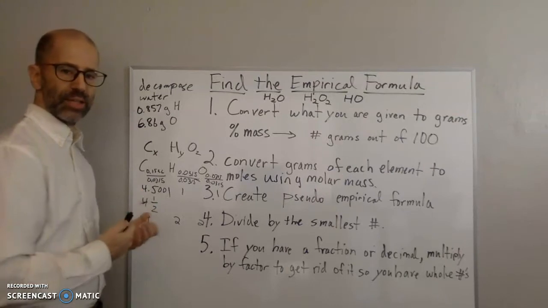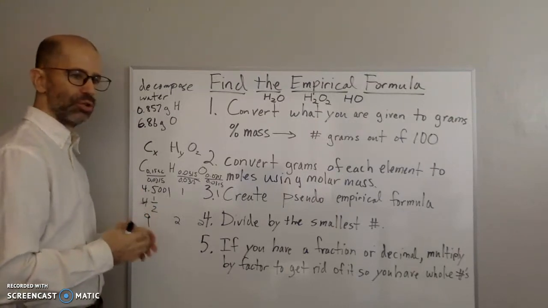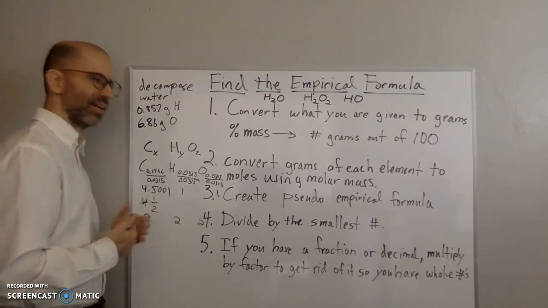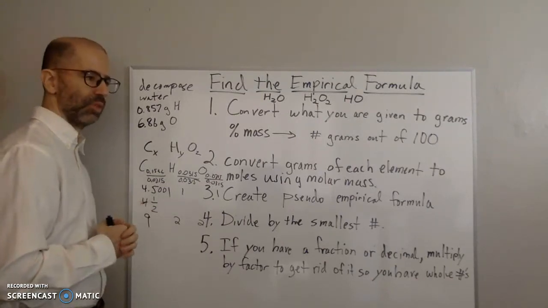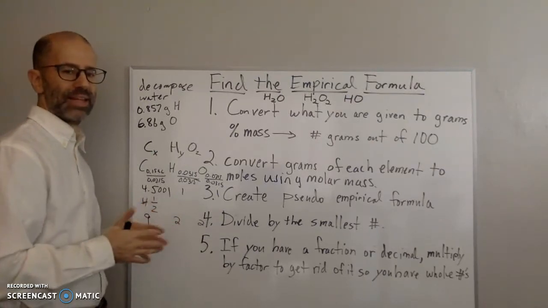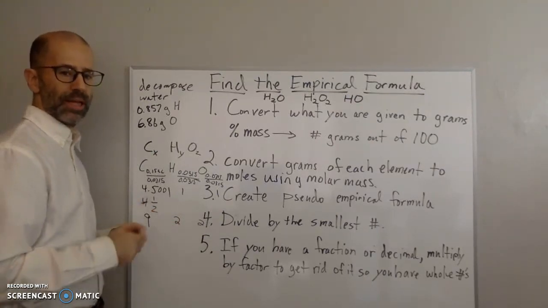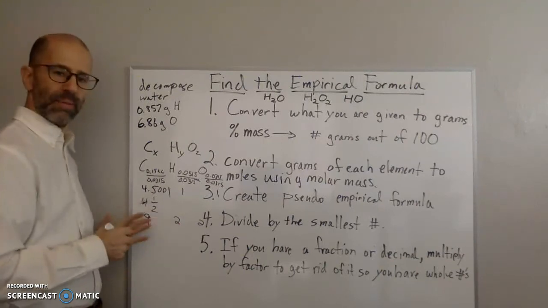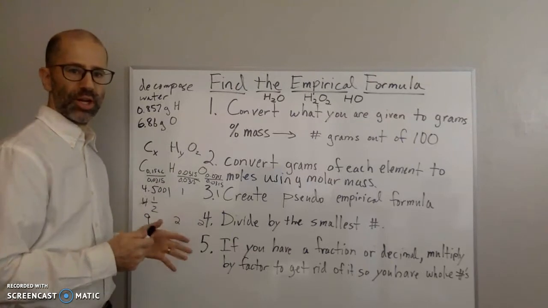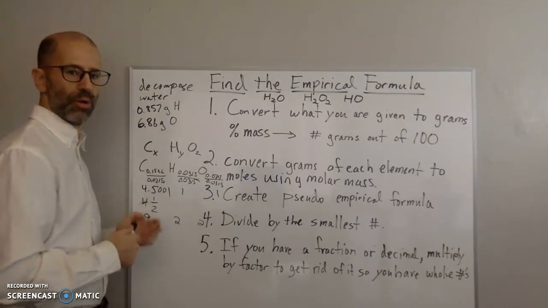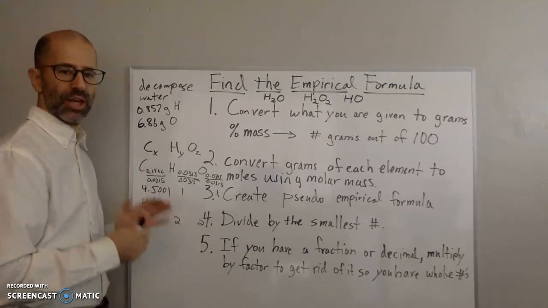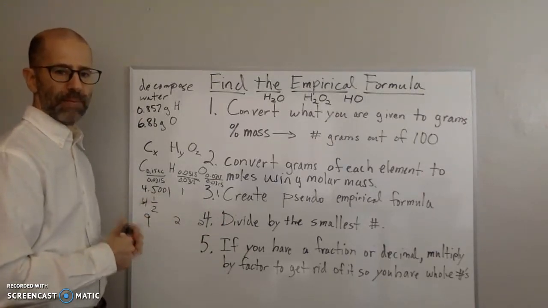Same thing if you get something really close to an obvious fraction. So if you get something like 0.75, if you get something close to 0.75, well, that's obviously 3/4, and so you would multiply by 4. Or if you got 0.33333, that'd be 1/3, or 0.66666, or something very close to that, that would be 2/3. So you multiply by 3 to get rid of that.